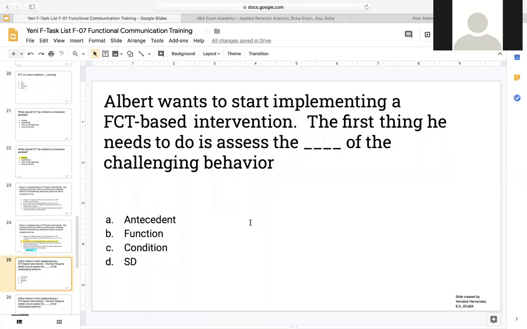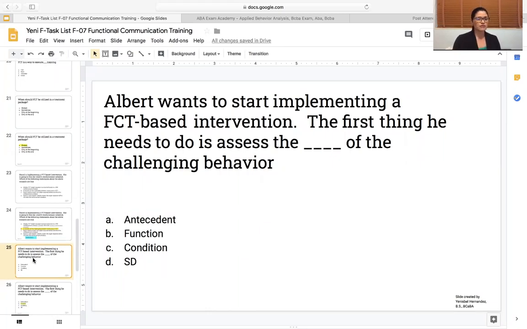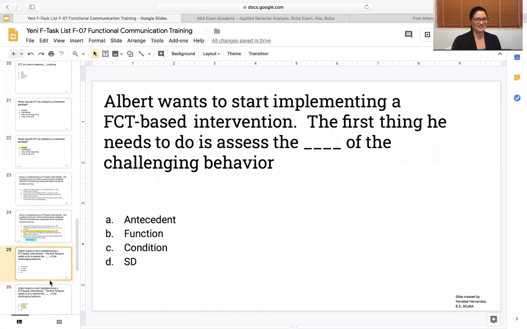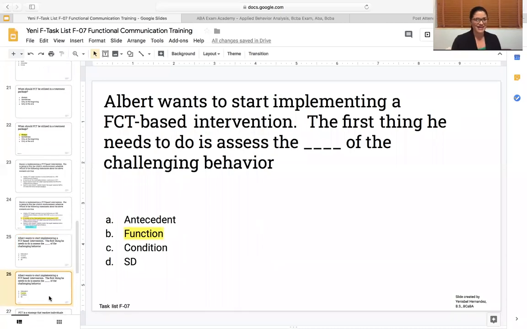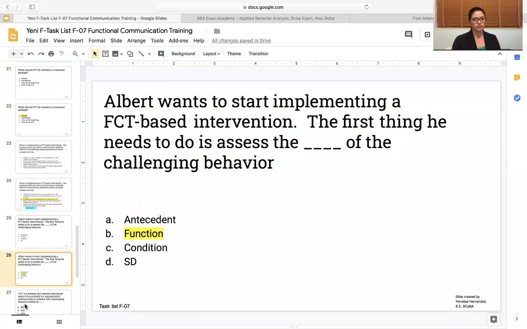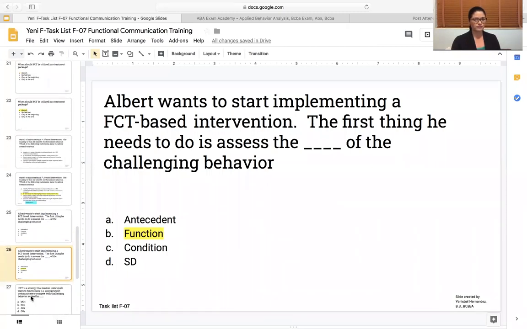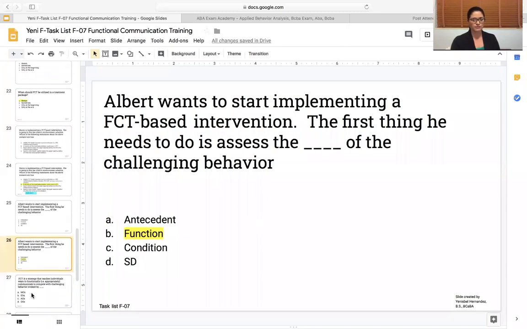B, one for B. Anybody else? I think I have two. Do I have two B's in the shot? We've had so many B's this time around that I don't even know if this is for this question or the last question. I'm going to take it for this one. It is correct, guys. It is the function. As we talked about in the beginning, it is very important to find out the function. That's the only way we know how to get the appropriate alternative communicative behavior. That's the way they word it.